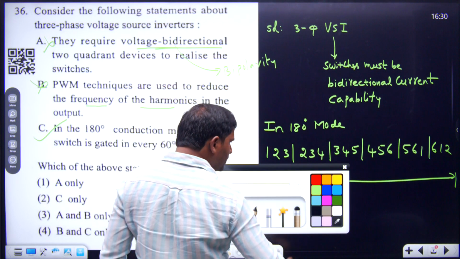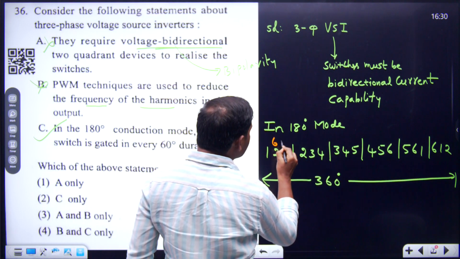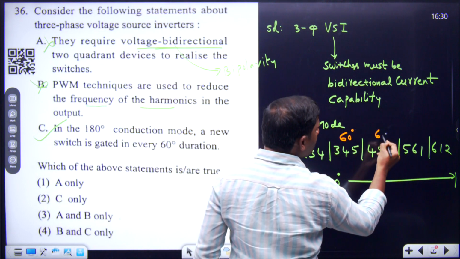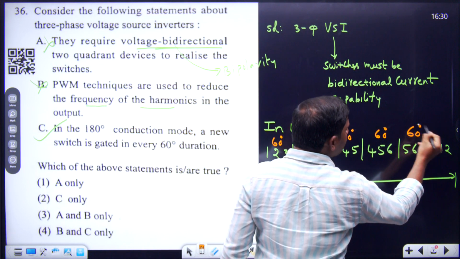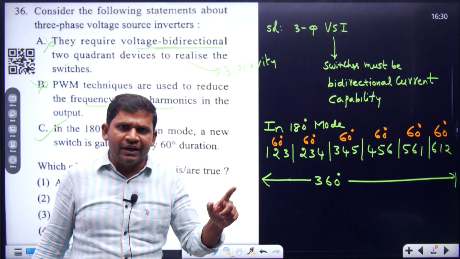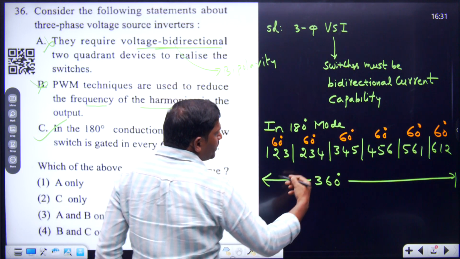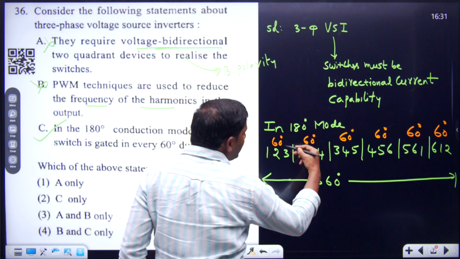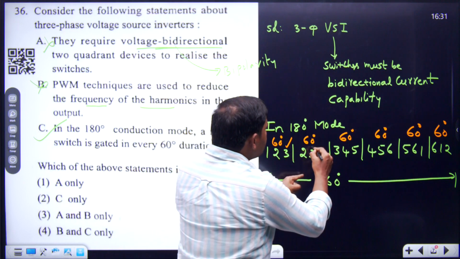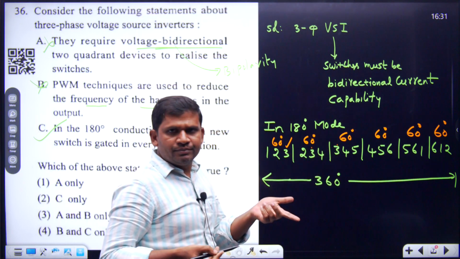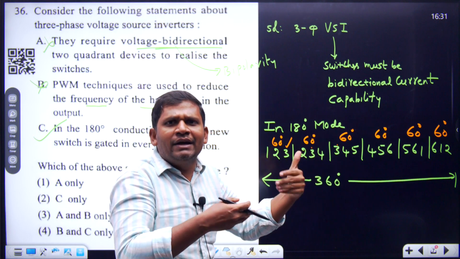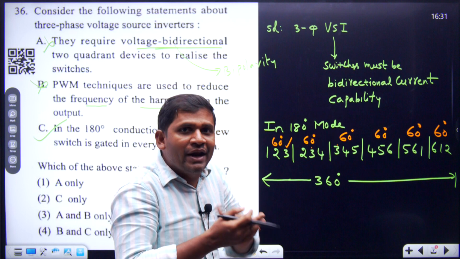This is how many degrees? This is 60 degrees, this is also 60 degrees, and so on for each step. Total how many degrees? 360 degrees. For example, here 3 is triggered. How much angle is 3 conducting? 60, 60, 60, that is 180. That means in 180 degree mode, each device is allowed to conduct for 180 degrees. That's why it is called 180 degree mode.